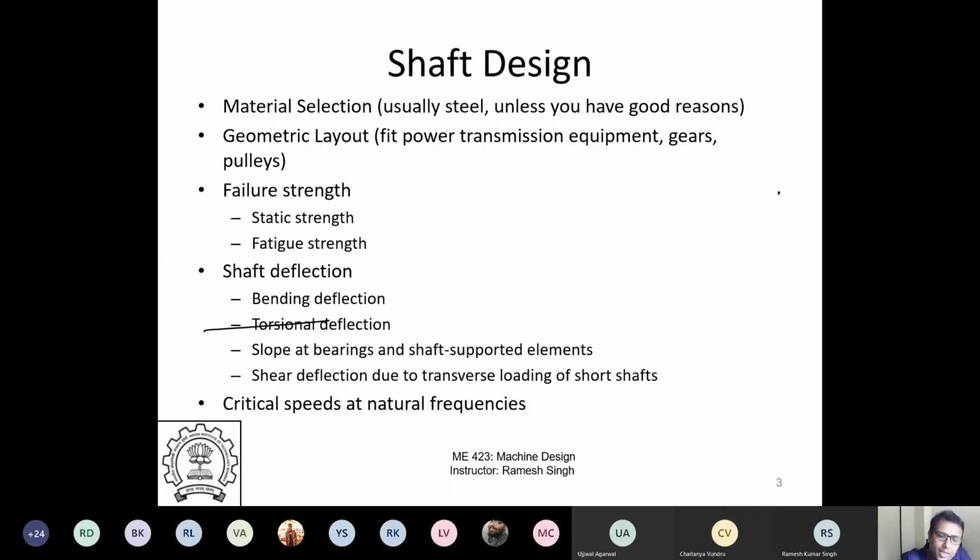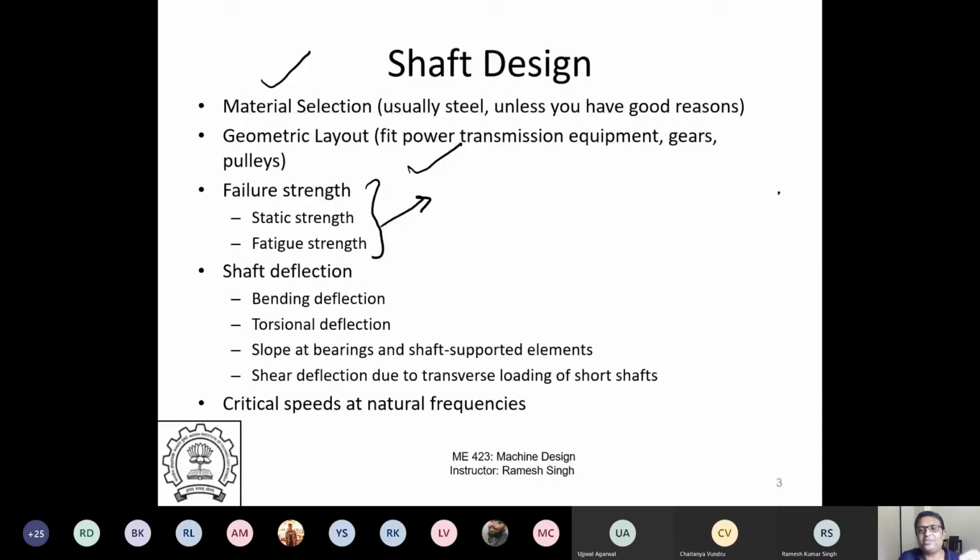Okay. Now, one of the things is that you have to select the right material for the torque. This we will talk about. Then you have to understand the geometric layout. How do you basically fit the gears, the bearings, and other components so that the shaft does what it's supposed to do. Then you have to basically design it for both static and fatigue.